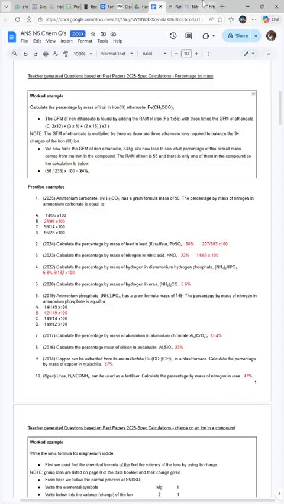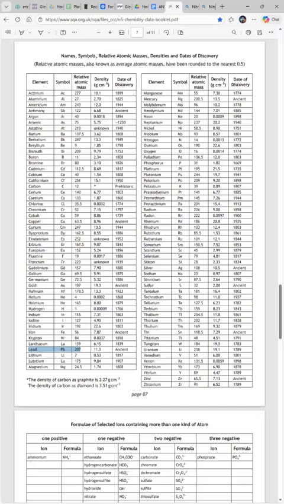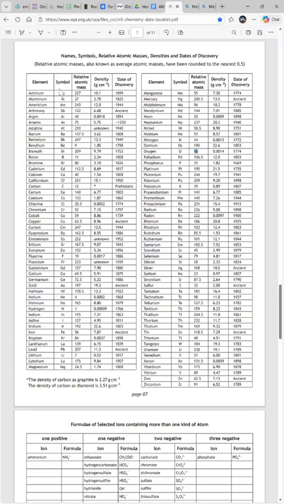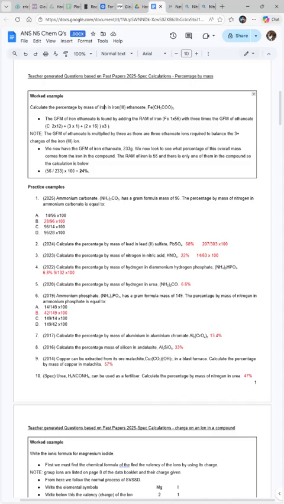If we look to our data booklet, which we have up here, we can see that oxygen has an RAM, relative atomic mass, of 16. So in this case, we're going to have 6 times 16. We're then going to have 3 hydrogens, but we've got 3 times that, so it's 9 hydrogens. Hydrogen has a relative atomic mass of 1, so that's 9 times 1, which gives us 9.